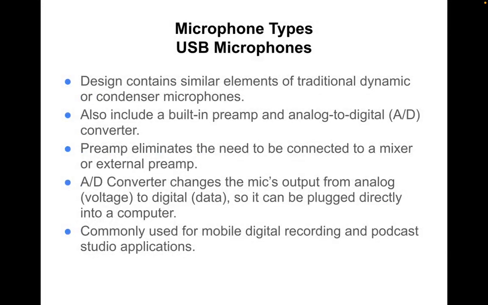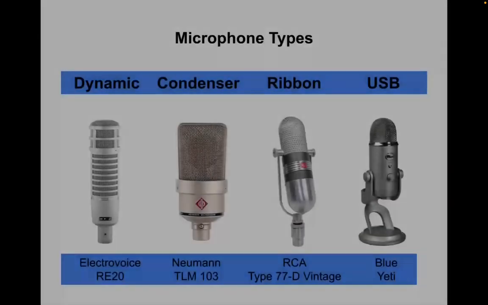The design of a USB microphone contains similar elements of traditional condenser or dynamic microphones. They also include a built in preamp, which eliminates the need to be connected to a mixer or external preamp, along with a built in analog to digital converter that changes the output from analog voltage to digital data so it can be plugged directly into a computer. USB microphones are commonly used for mobile digital recording and in podcast studio locations.